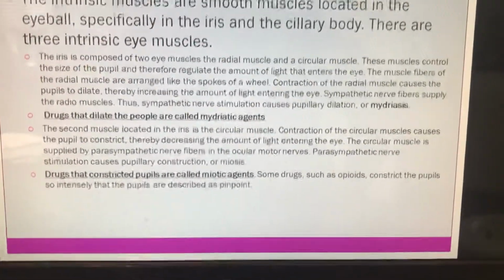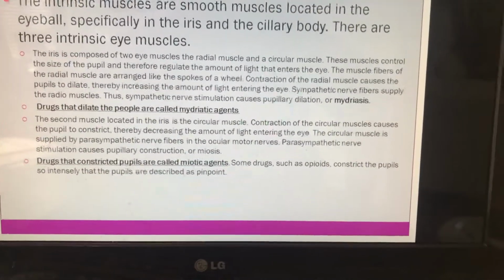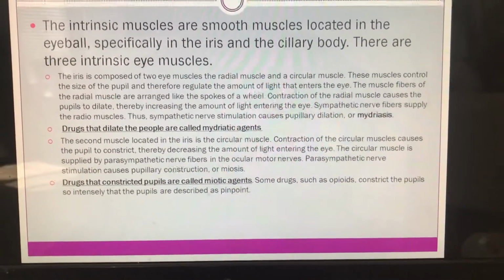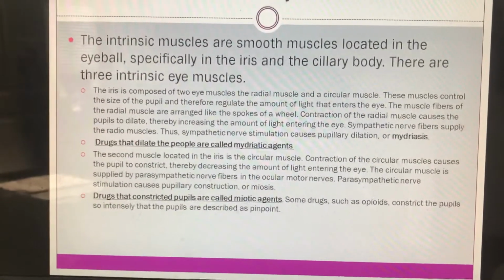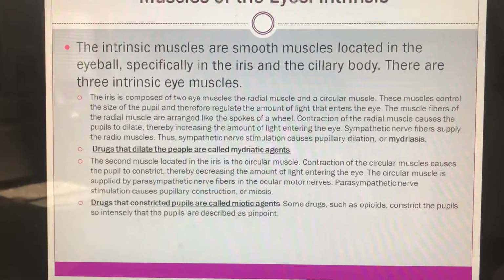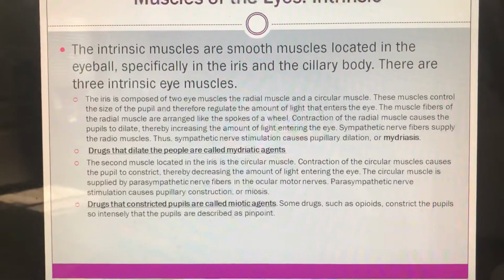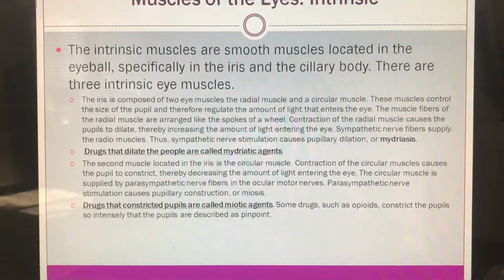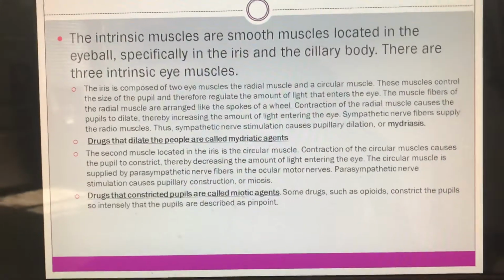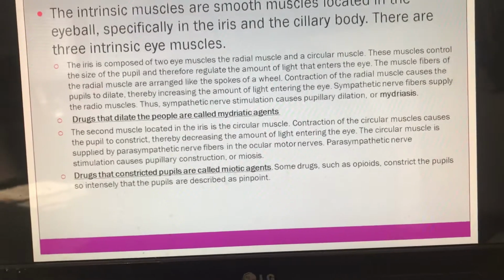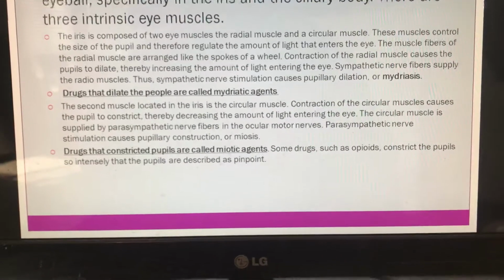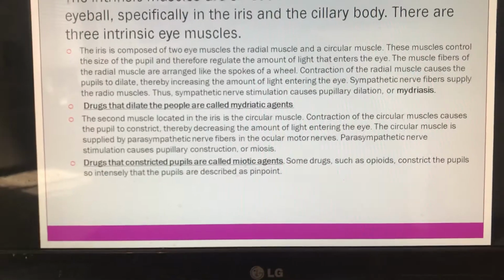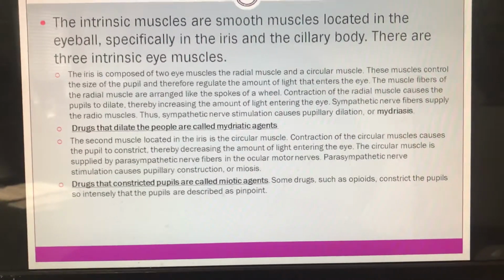The second muscle located in the iris is the circular muscle, and contraction of the circular muscles causes the pupil to constrict, thereby decreasing the amount of light entering the eye. So the circular muscle is supplied by parasympathetic nerve fibers and the oculomotor nerves, and parasympathetic nerve stimulation causes pupillary constriction or miosis. So drugs that constrict pupils are called miotic agents. And some drugs, such as opioids, constrict the pupils so intensely that the pupils are described as pinpoint.